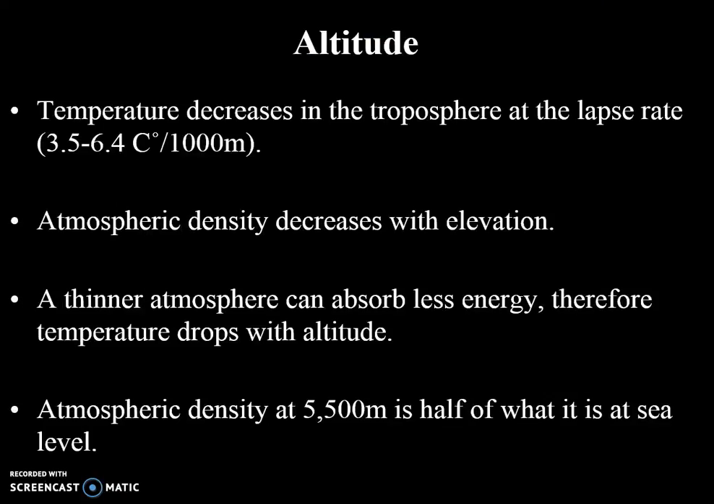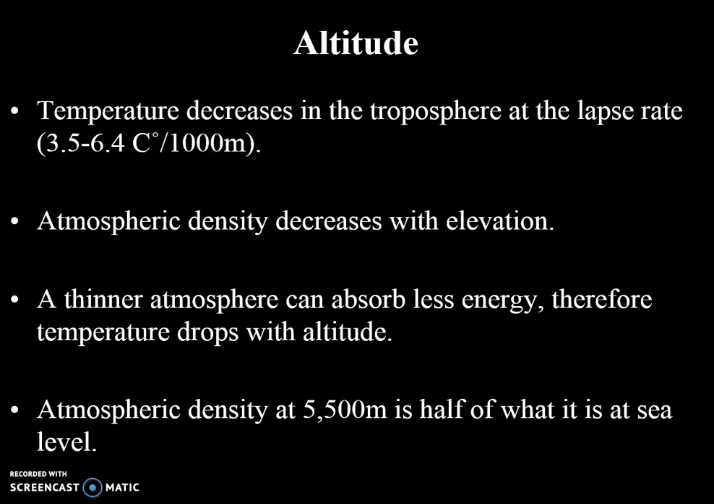Now we talked about altitude and how temperature decreases in the troposphere, and we refer to this decrease as the lapse rate, between 3.5 and 6.4 degrees Celsius per 1,000 meters. Now this is going to be a consistent temperature change as we increase in altitude, and we'll talk about this much more when we start talking about weather and clouds.